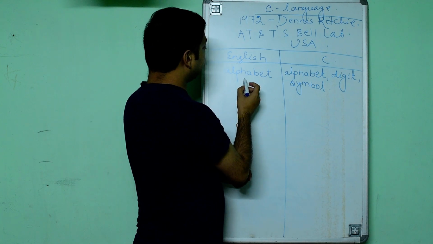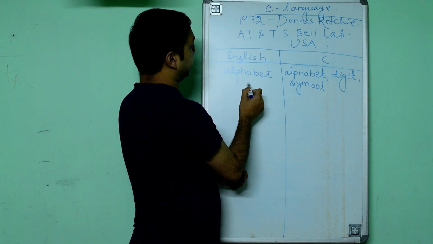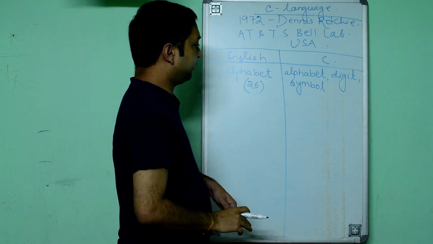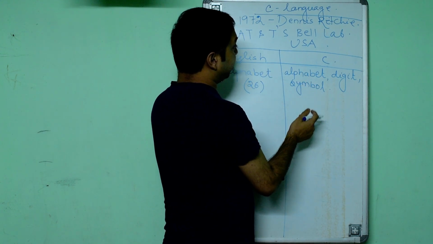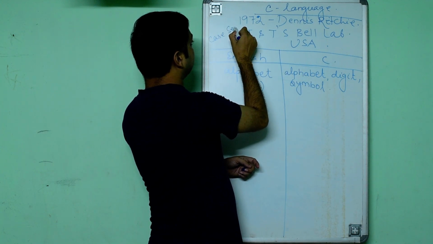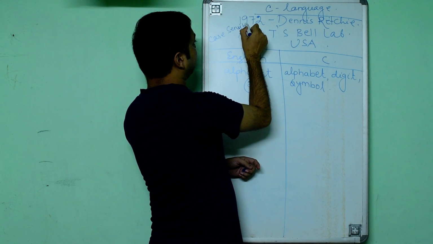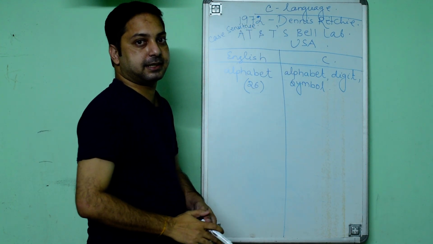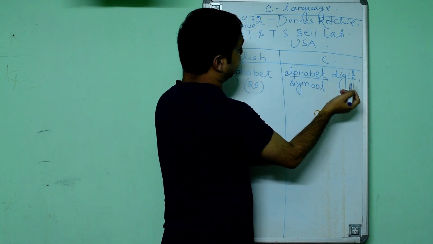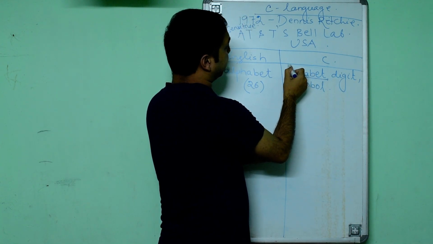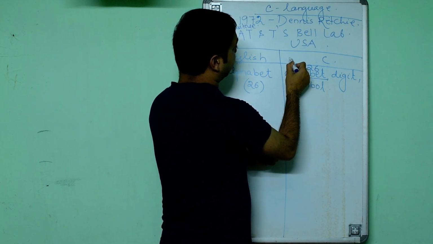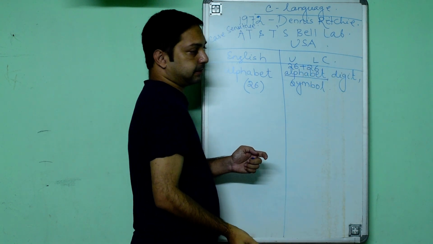In English we know that it is A to Z, a total of 26 alphabets. But in C programming, it is a case sensitive language. Case sensitive means uppercase and lowercase are treated differently. So in C language we get a total of 52 alphabets, that is 26 plus 26: this is the uppercase letters, this is the lowercase letters.